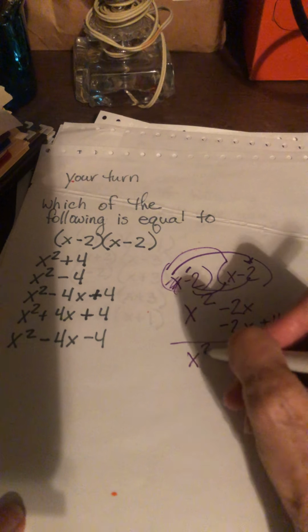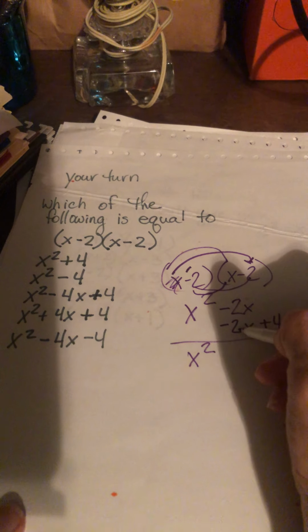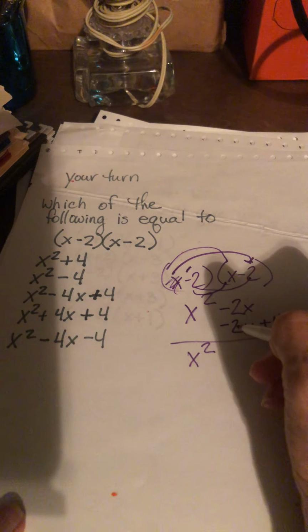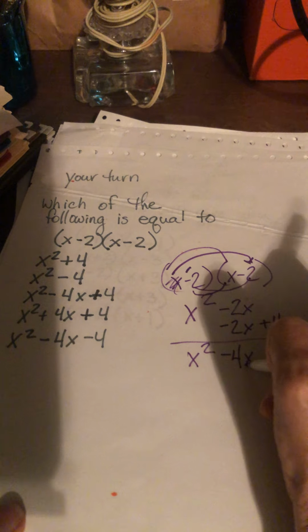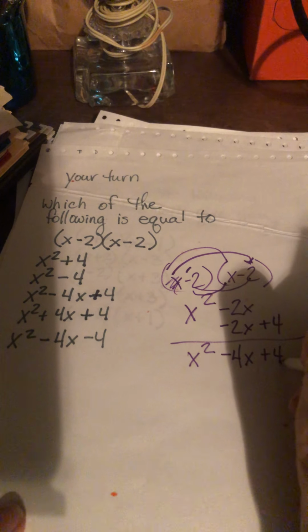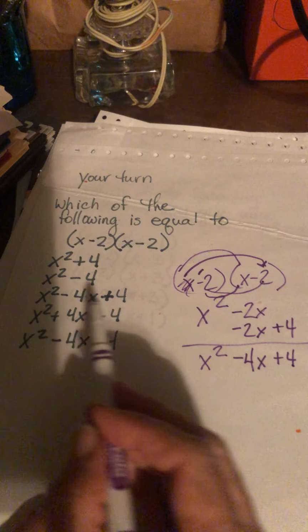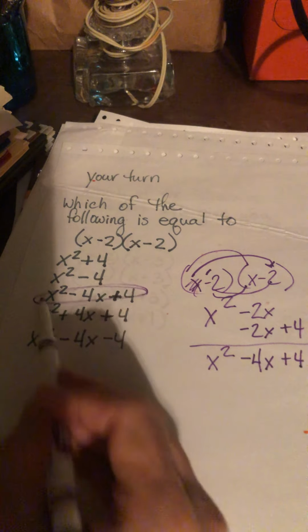I have x squared here. I owe $2, and I owe another $2. I borrowed $2 from you on Monday. I borrowed $2 from you on Tuesday. How much do I owe you on Wednesday? $4. Which one looks like this? They all look close, so be careful. Right there.